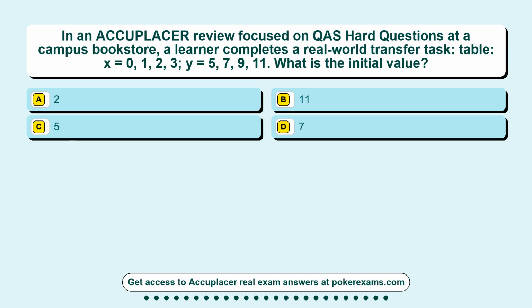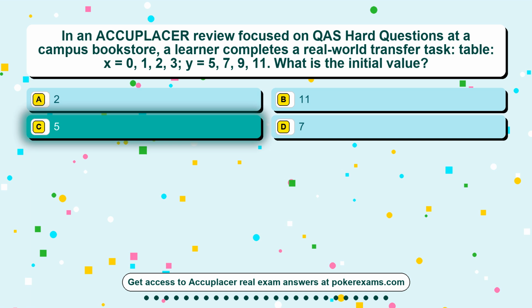Question 21. In an ACCUPLACER review focused on QAS hard questions at a campus bookstore, a learner completes a real-world transfer task. Table: x equals 0, 1, 2, 3; y equals 5, 7, 9, 11. What is the initial value? Option A, 2. Option B, 11. Option C, 5. Option D, 7.